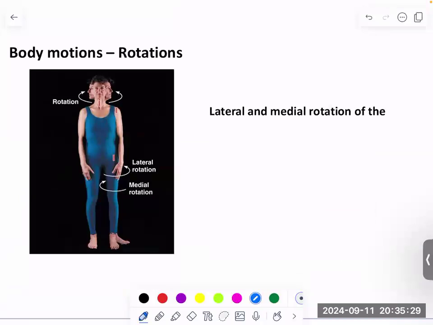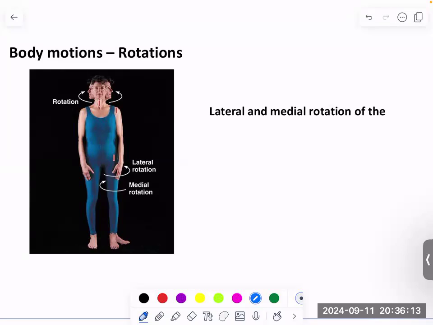Rotation. This is just regular rotation. Look at my thumb. I'm only going to rotate my humerus. Medial rotation. My thumb went towards the midline. Lateral rotation. My thumb is going away. I'm only rotating this. Same with the thigh. Lateral rotation. Medial rotation. It moves my thumb either medially or laterally, depending on how I rotate it.